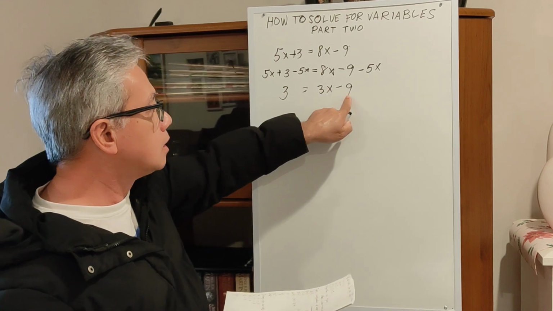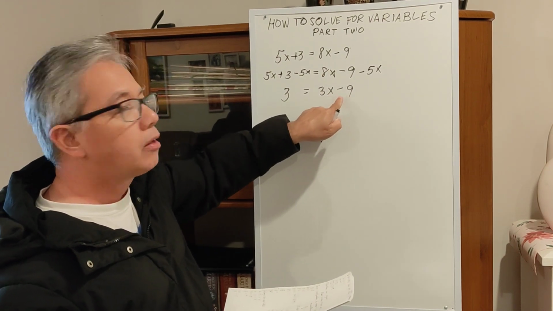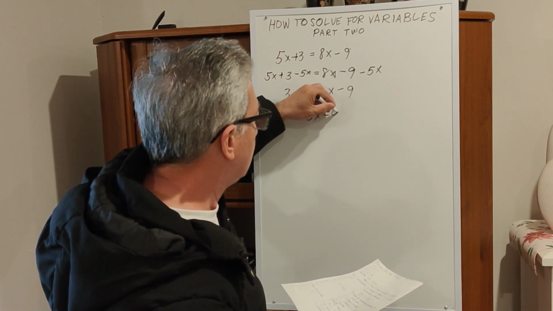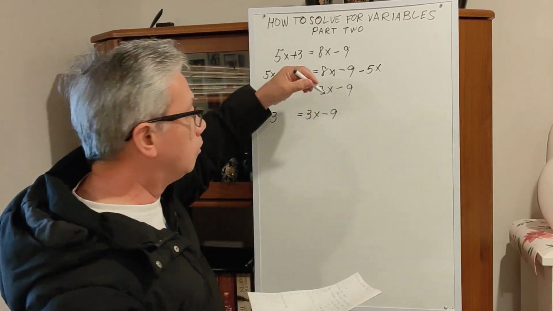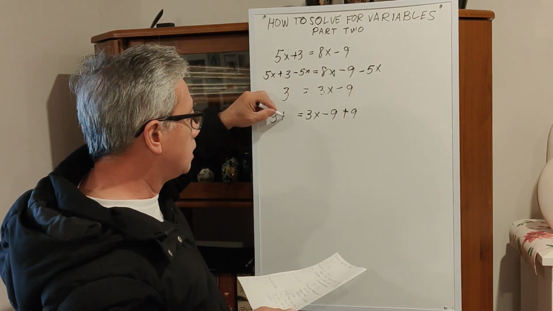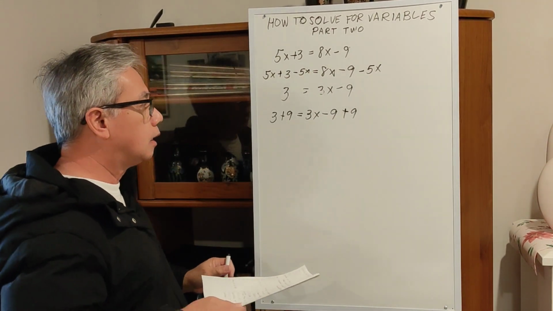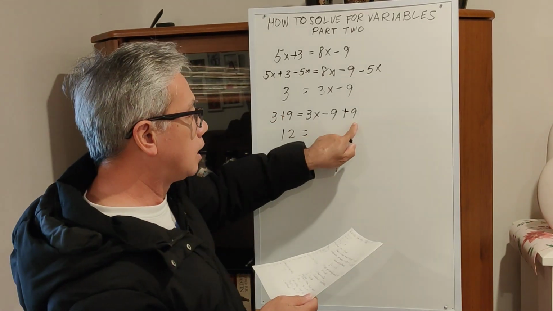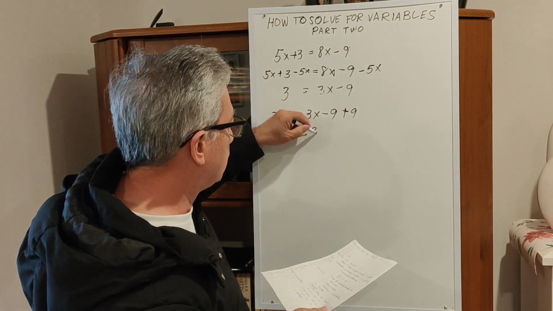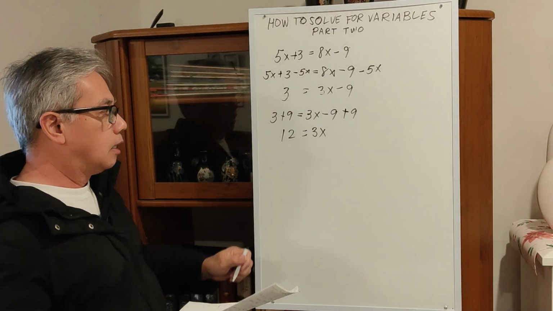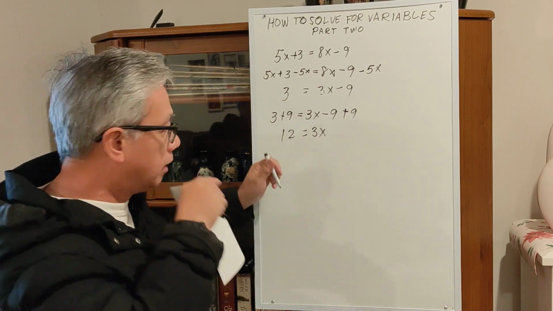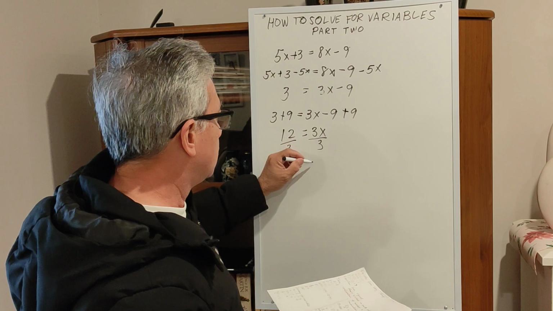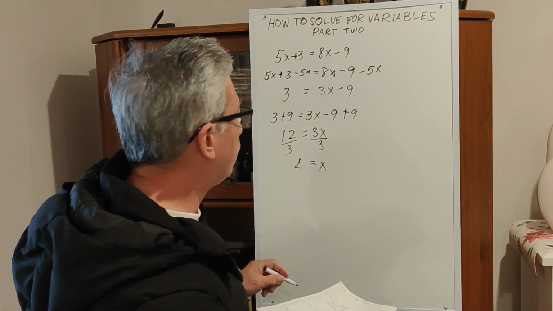Now here, the 3x has a minus 9, so you want to remove the minus 9. To remove it, we have to plus 9 on both sides. This one becomes 12. This one cancels out, becomes 0, so it becomes 3x. Now x has times 3, so we divide both sides by 3. So x is equal to 4.